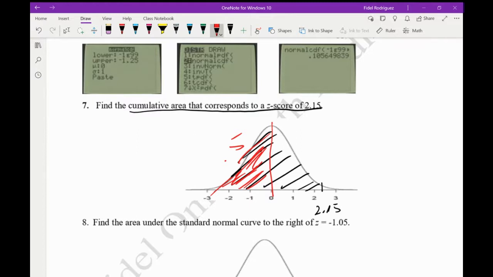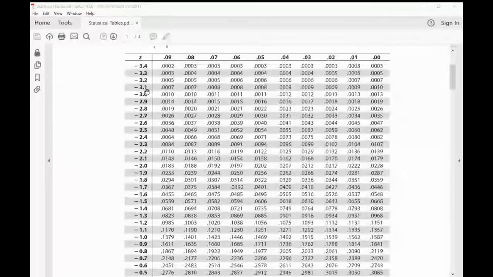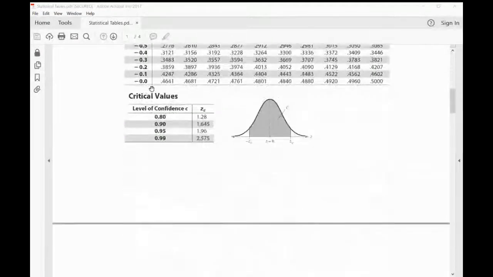So I'm going to show you again 2 ways of doing this, on the calculator and on the table, okay? So let me show you how to do this first on the table. And I'm going to go to 2.15. So if you notice, my z values here are all negative.